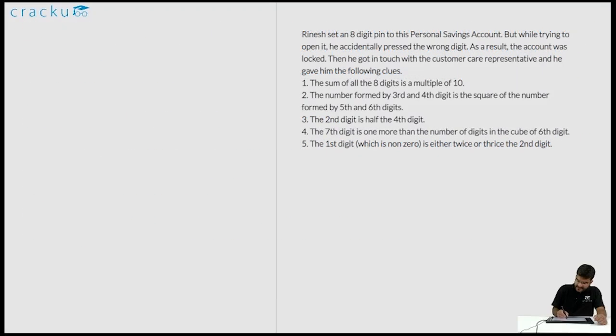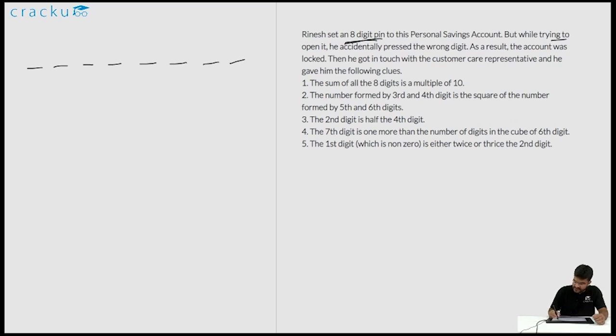In this question, we are asked to find out the different possibilities of the password or the PIN of a particular person. So this question contains a lot of arrangements also, and these kind of questions are recently being asked in CAT. So if you look at the question, we are told that Rinesh has a 8-digit PIN for his personal account. So let us first write down the 8 digits. 1, 2, 3, 4, 5, 6, 7 and 8.